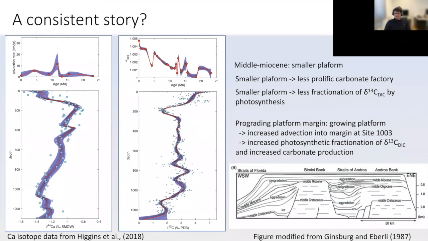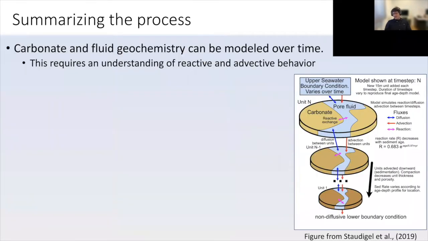So just to summarize the process that we're doing here, just to take you through the workflow, we have a reaction diffusion and advection model, which can simulate a given isotope systematic over time, but it requires constraint on various terms, which can vary from site to site.